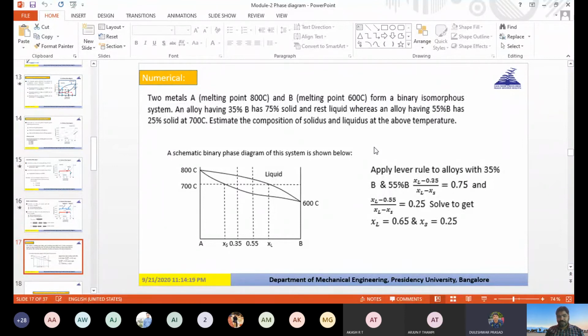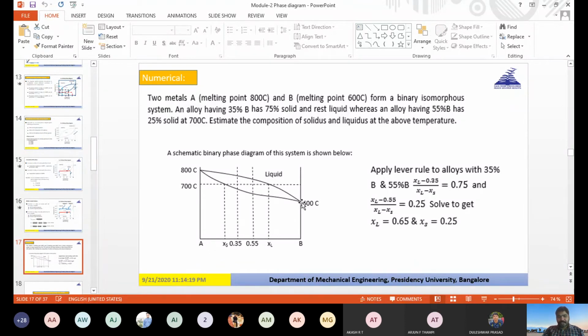Okay, so this is our question, two metals. Metal A is over here, melting point 800 degrees Celsius. This is the diagram if you have pure A. If you start heating it, at 800 degrees Celsius it will melt. If you take pure B, the melting point is 600 degrees Celsius, so when you heat it up, it will melt at 600 degrees Celsius. Now it forms a binary isomorphous system. So this is the way the binary isomorphous system will form.